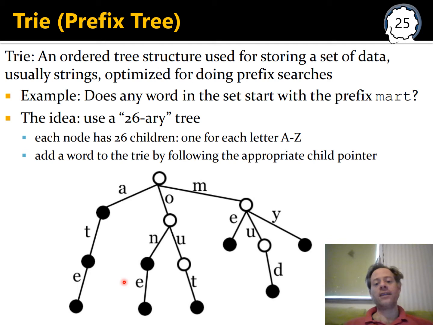To find all the words that start with a certain prefix, we just check. For example, if we want all the words that start with the prefix M, we follow the branch M here, and then we look at all the words that are below this point in the tree. In this case, it would be me, mud, and my. So this is a very nice and useful data structure.